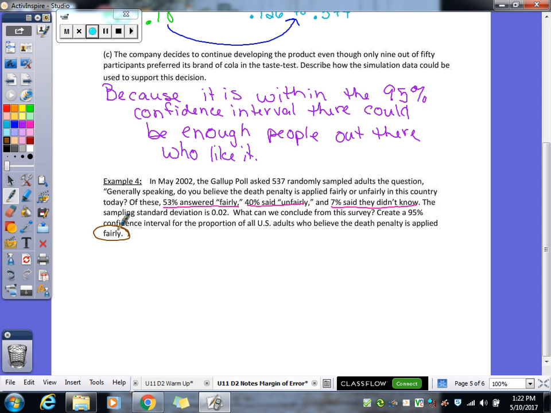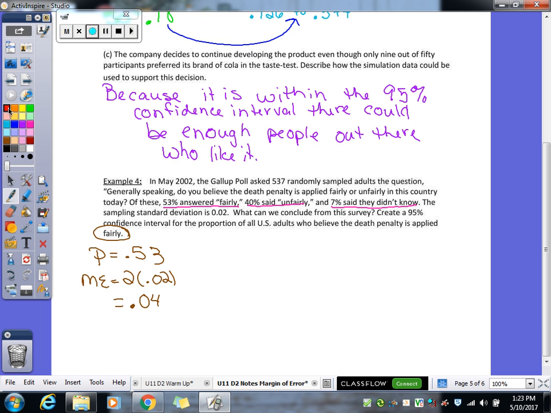We're looking at the ones who feel it's applied fairly. So for this one, let's start with what percentage said that they felt it was fair. Our P is going to be 0.53, so 53% said that they felt it was fairly applied. Next thing we have to figure out is our margin of error. That's 2 times our standard deviation of 0.02, which they gave us within the problem. So that gives us a margin of error of 0.04.